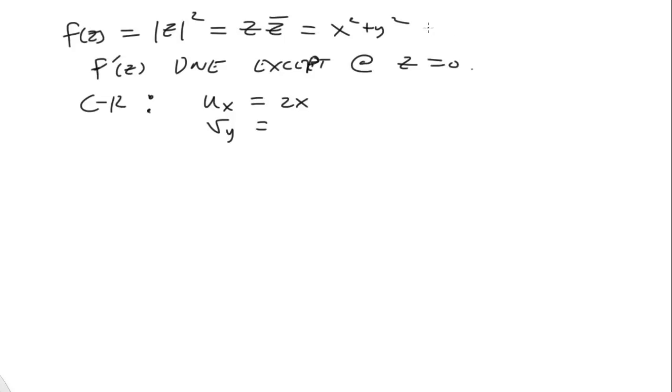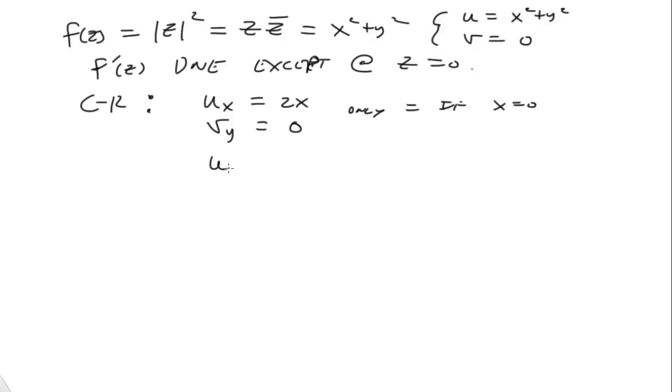And so if we see right here, this is now going to be u is equal to x squared plus y squared, and v is equal to 0. All right, so vy, of course, is going to be 0. And this is only equal if x is equal to 0. All right, so that's the first Cauchy-Riemann equation.